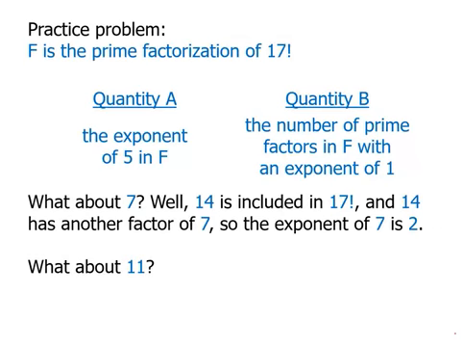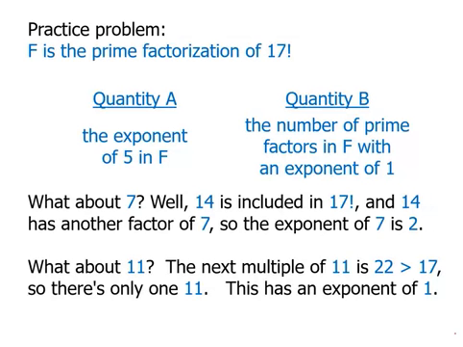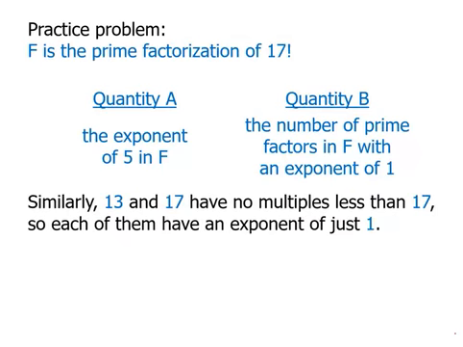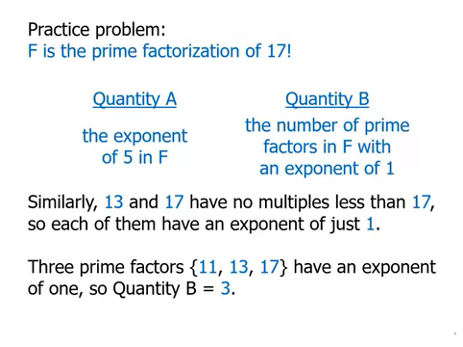What about 11? The next multiple of 11 is 22, which is larger than 17. It's not included, so 11 has an exponent of 1. Similarly, 13 and 17 have no multiples less than 17, so each of them has an exponent of 1. 3 prime factors have an exponent of 1, so quantity B equals 3. Well, quantity A equals 3, quantity B equals 3. The answer is C.